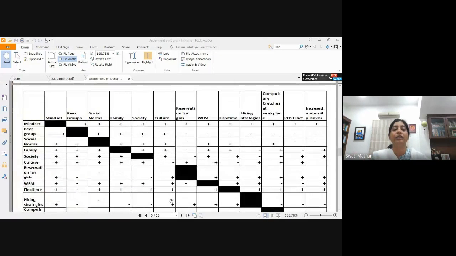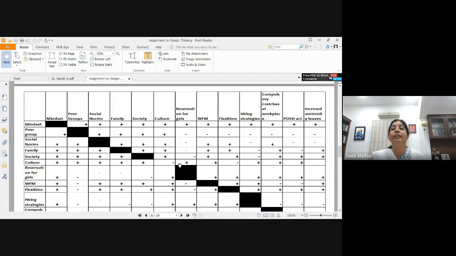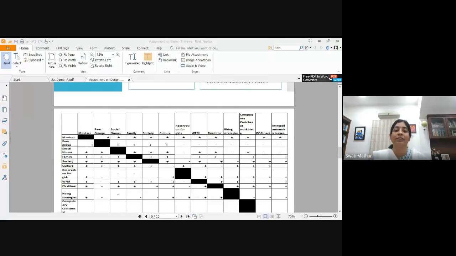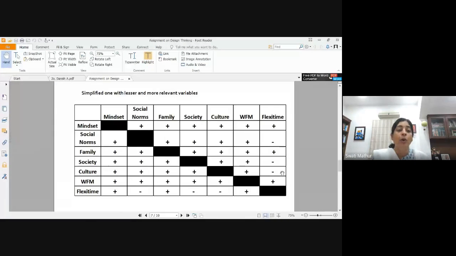So we have seen the interaction matrix with all of them, the subsystems and the super systems, and I have simplified it into fewer variables because this is not manageable by me in this short time. So in this, we have come down to a small number of variables: the mindset, social norms, family, society, culture, work from home, and flexi time. We saw the interactions with each other, and we saw that though we are trying to give them flexi time, it is still not interacting with the social norms, the society, and the culture.